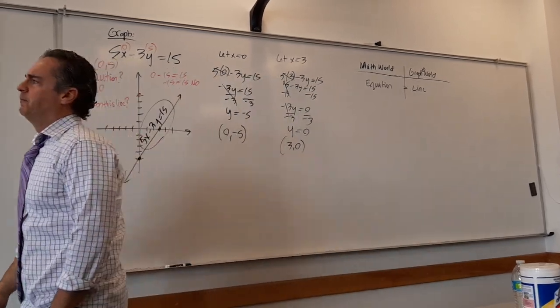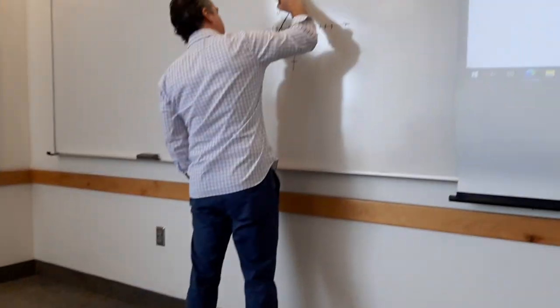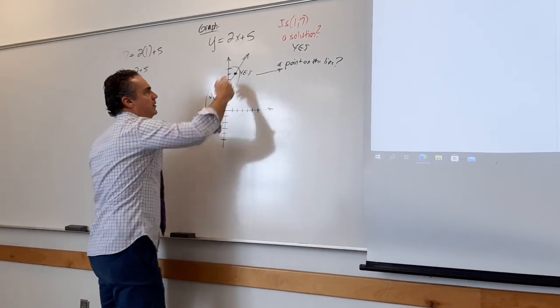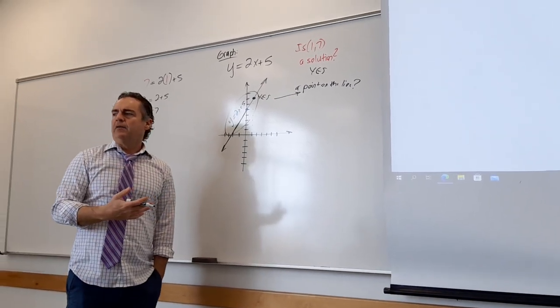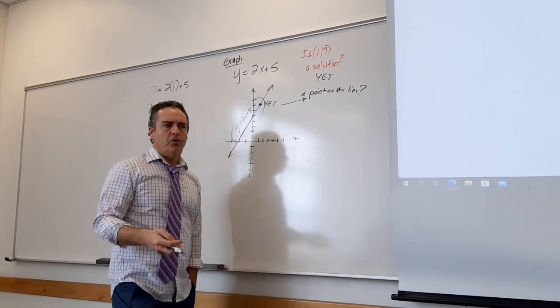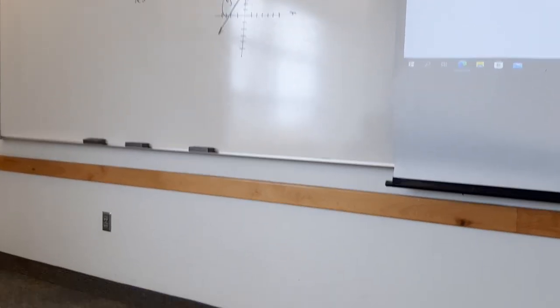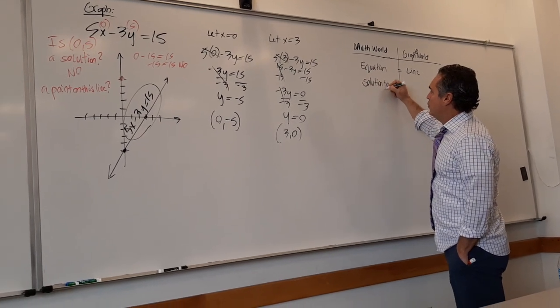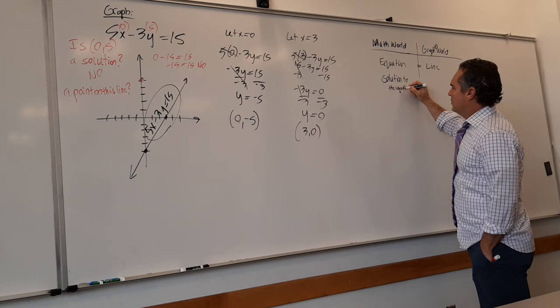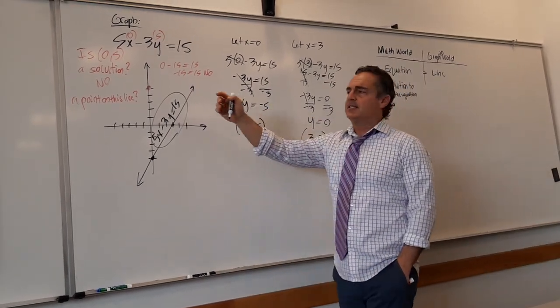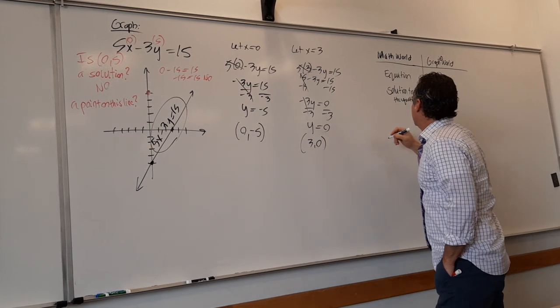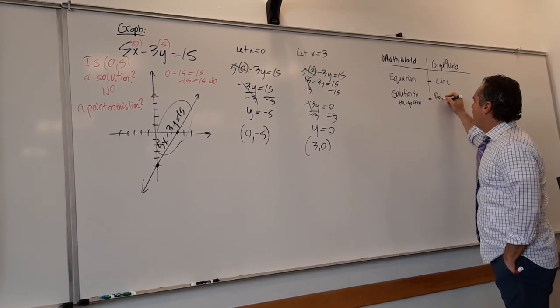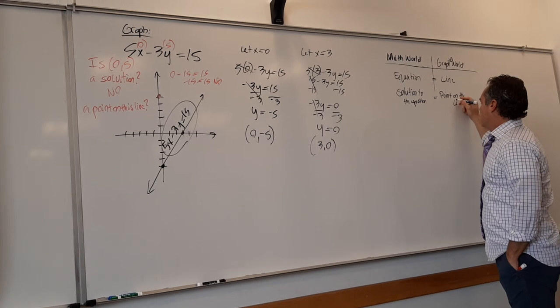Okay, let's come over here. y equals 2x plus 5. That's this line right here. That equation is that line. But we're depicting it in the graphing world. So an equation is a line, and in the math world, we call it a solution to the equation. So we are asking you, is this point a solution to that equation? And in the graphing world, that's a point on the line.